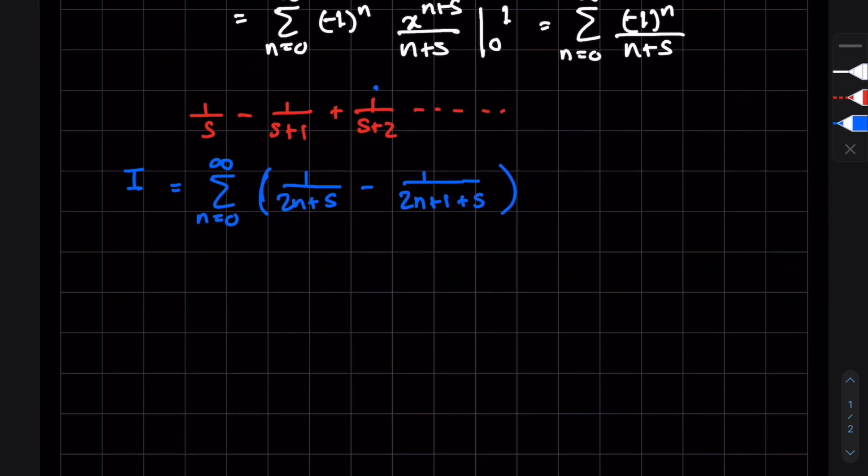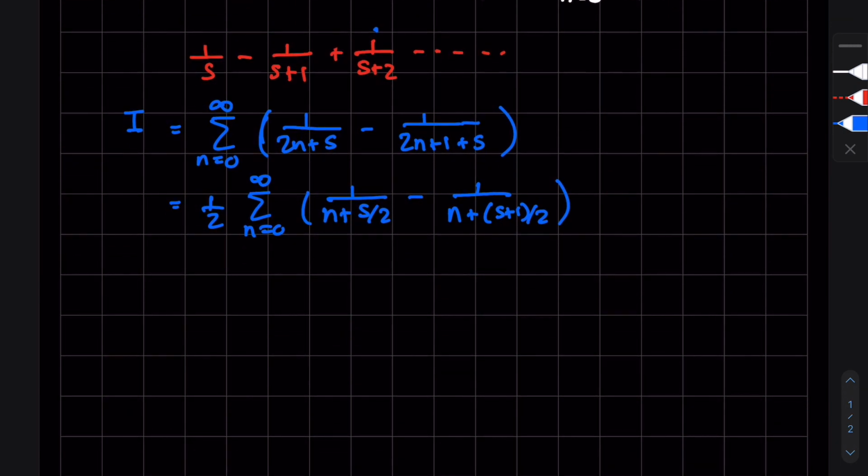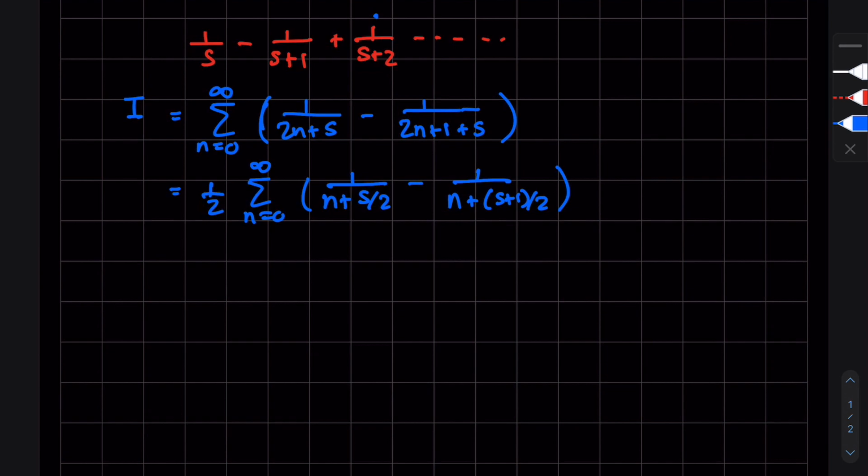The fate of the integral is in the hands of this infinite sum. Now I would like to just free the coefficient of the index here. I'm going to pull the 2 out from the denominator, giving me a 1/2 times 1 over n plus s over 2 minus 1 over n plus s plus 1 over 2. Now this might seem a little reminiscent.